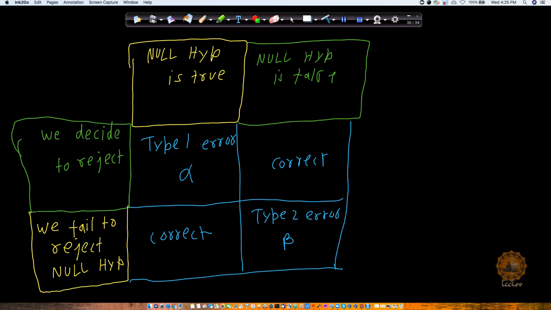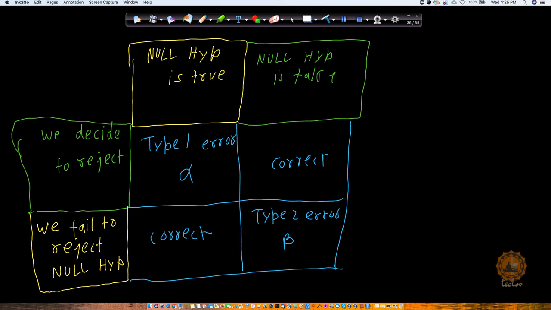When we say type 1 error, what is this? Let's say your null hypothesis is true, but by mistake you decided to reject it. Maybe you have done some wrong investigations and you come to the conclusion that the hypothesis is wrong. This is called alpha. This is also denoted as alpha.